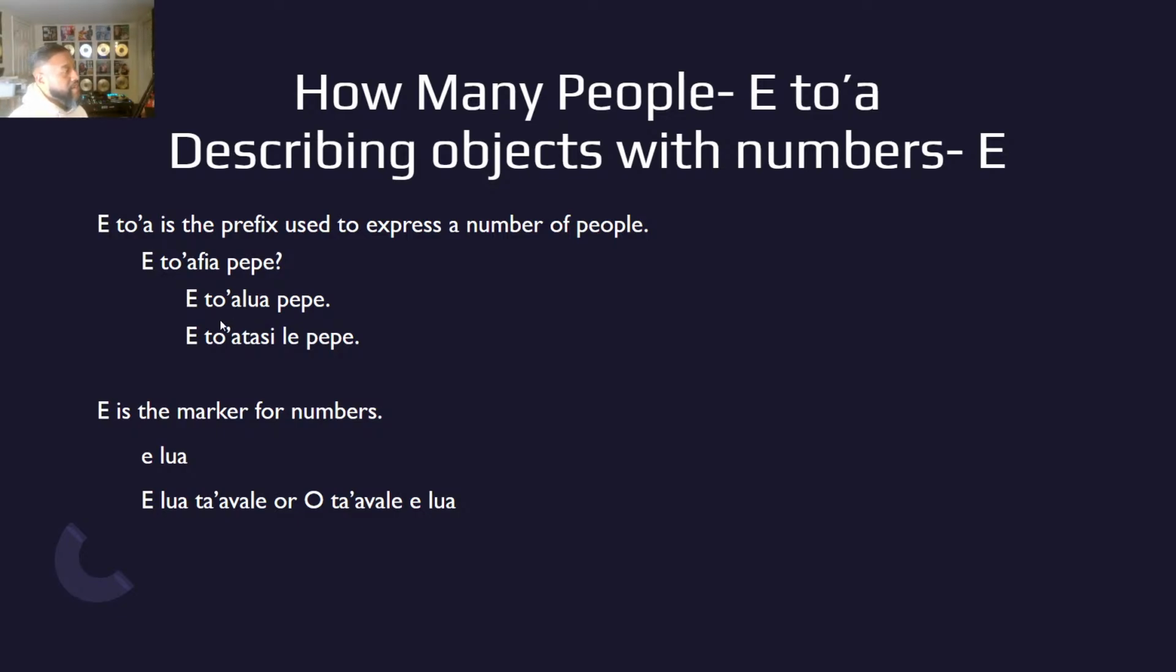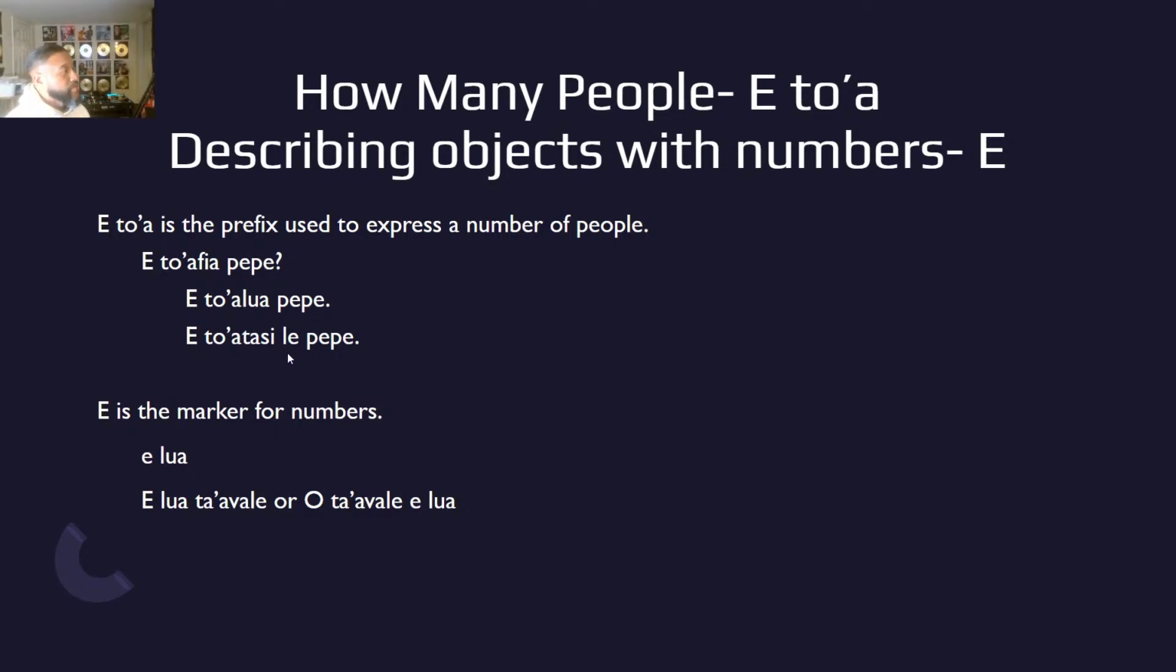So we're gonna say two people, baby. Well, it's two babies. It's two babies, so e toa lua pepe. Because we're talking about babies, we're gonna say toa lua, toa lua. It's two babies.